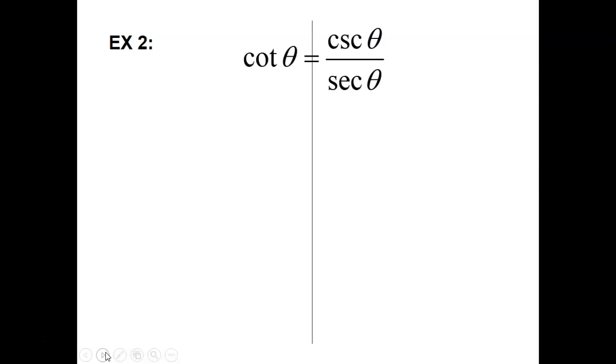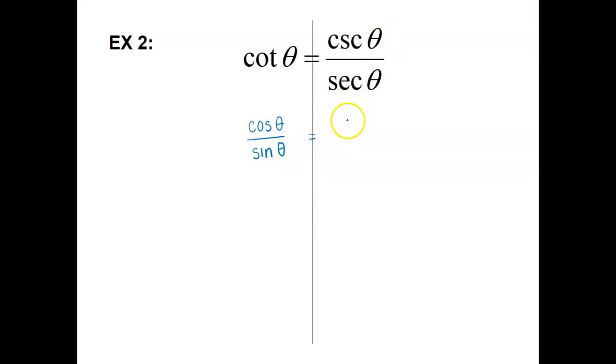You can either work on one side or you could work on both sides. It really doesn't matter. I think I'm going to work on both sides just to show you that you can. Cotangent of theta. What is it? It is cosine of theta over sine of theta. And at this point, you might still need to have your list of identities nearby so you can look back at them. But eventually, by Wednesday, we'll have those memorized.